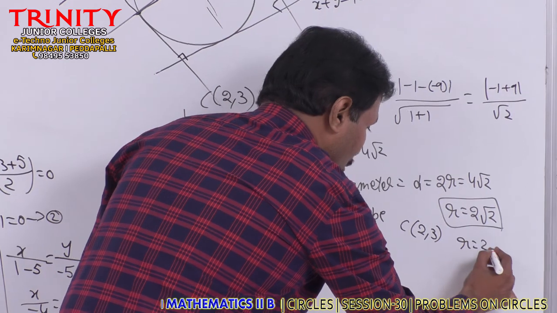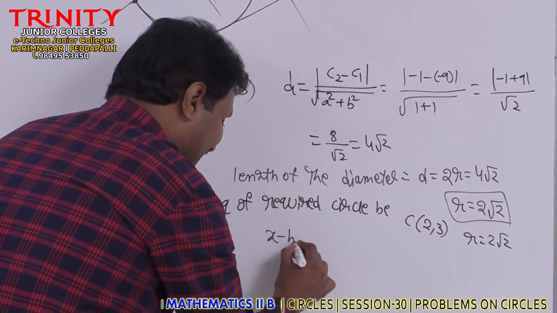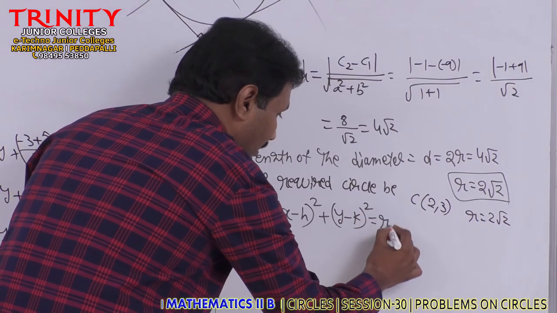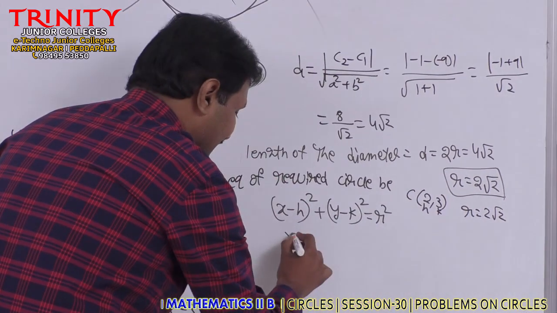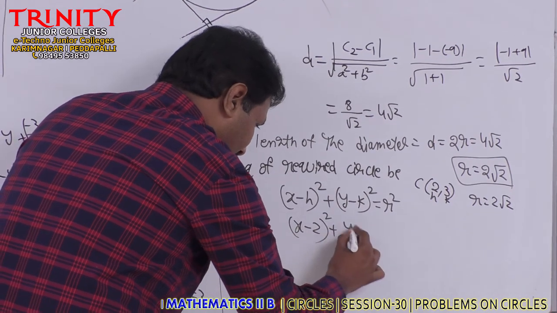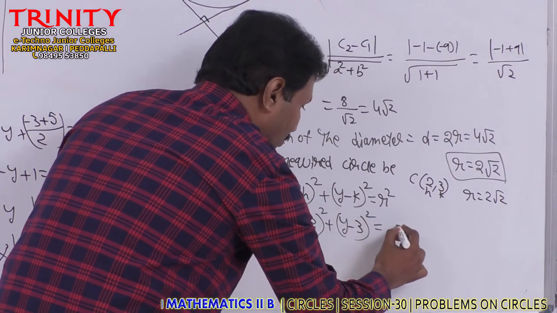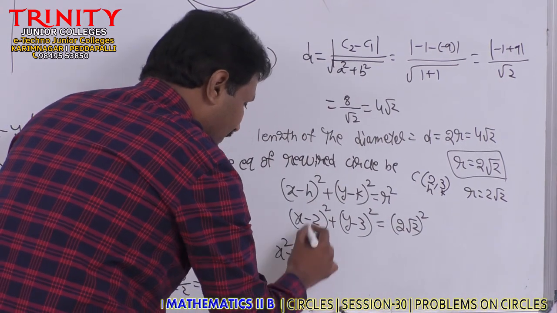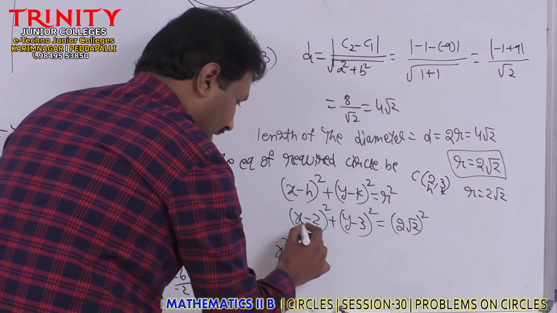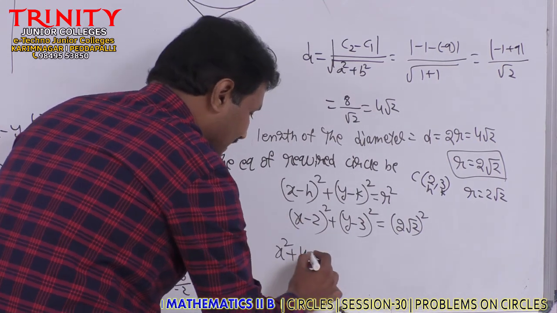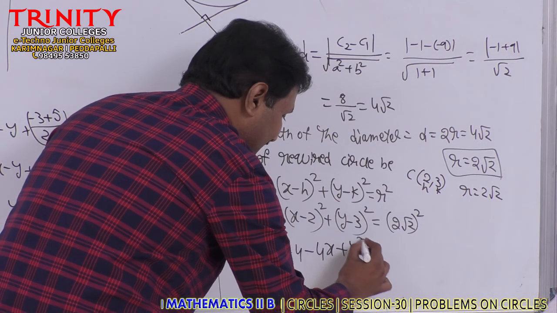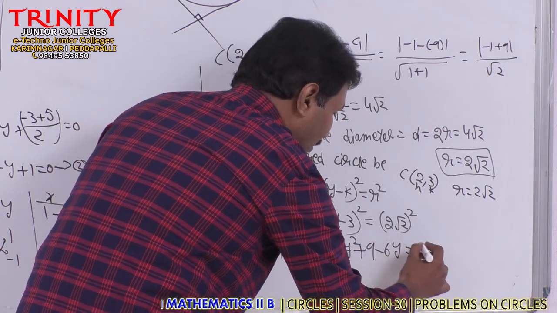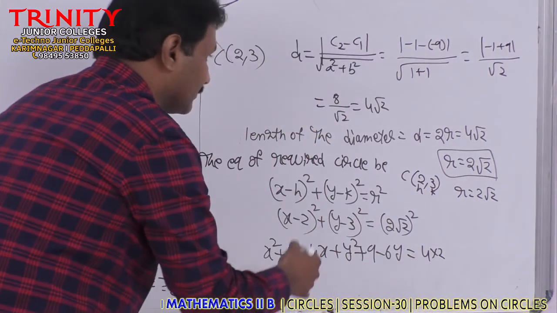And radius is 2 root 2. Therefore, (x minus h) whole square plus (y minus k) whole square equals r square. Here h, k is the center, so (x minus 2) whole square plus (y minus 3) whole square equals (2 root 2) whole square. That equals x square plus y square, (a minus b) whole square is a square plus b square minus 2ab, plus a square plus b square minus 2ab, equals 4 into 2, 8.